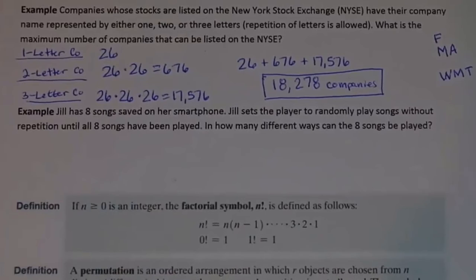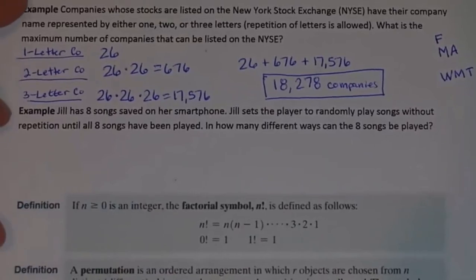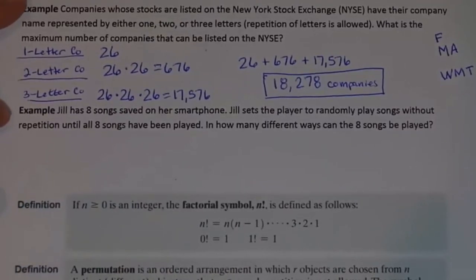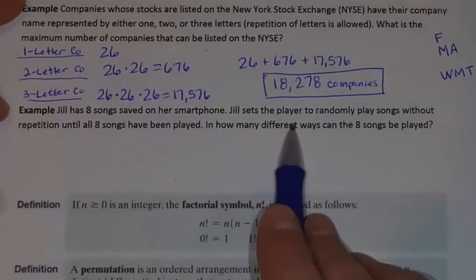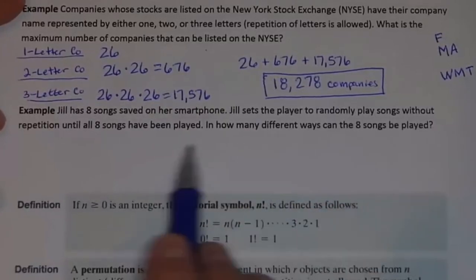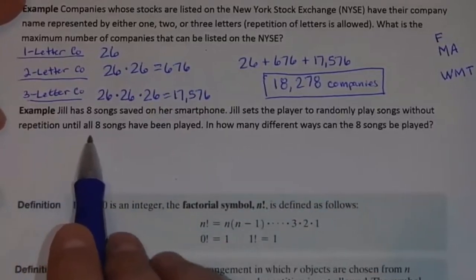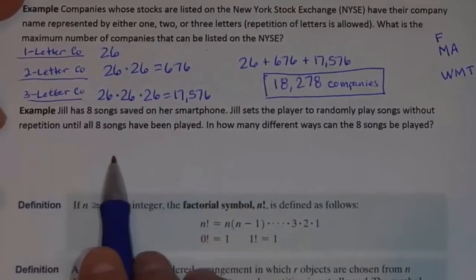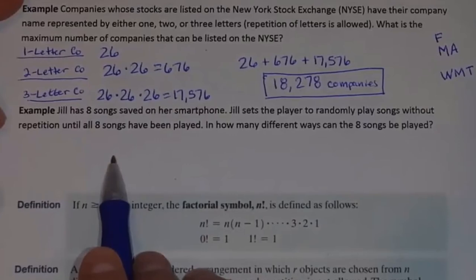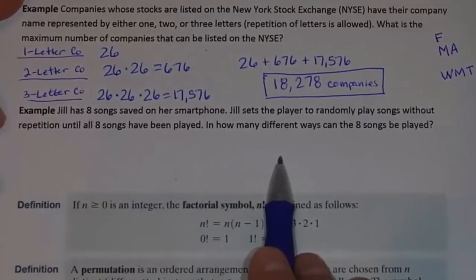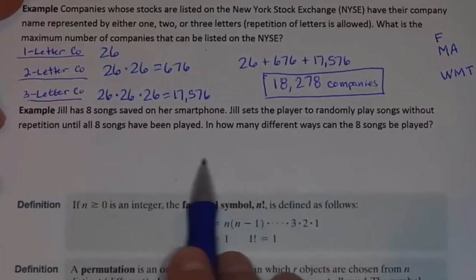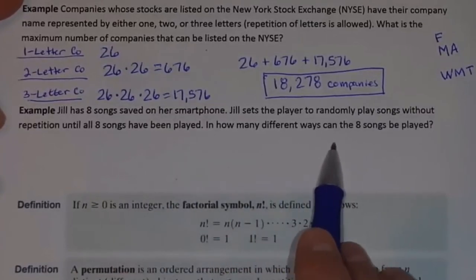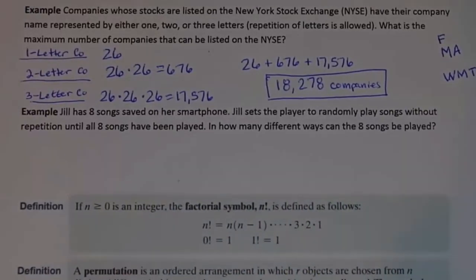Next example. Another twist on this one. Jill has 8 songs saved on her smartphone. Jill sets the player to randomly play songs without repetition until all 8 songs have played. So once a song's played, it can't play again until all of the songs have played. How many different ways can the 8 songs be played?